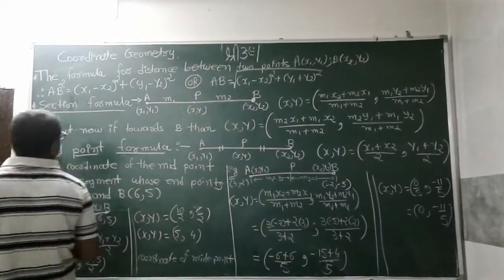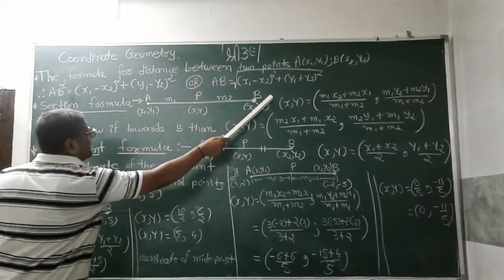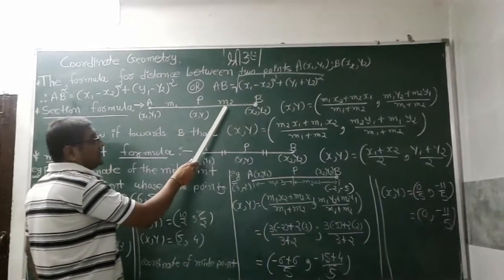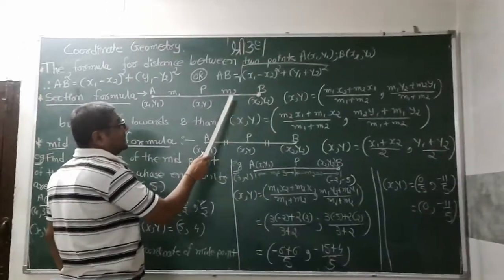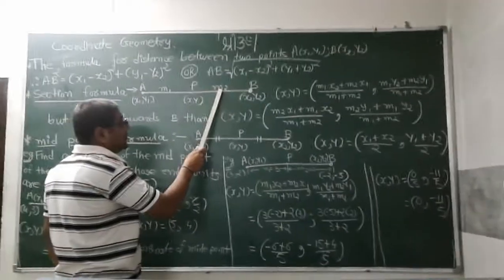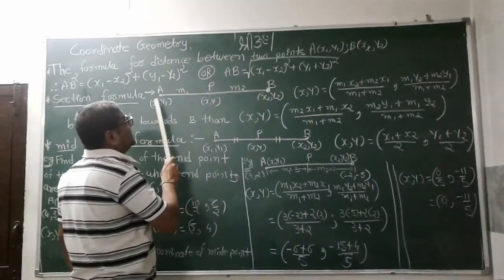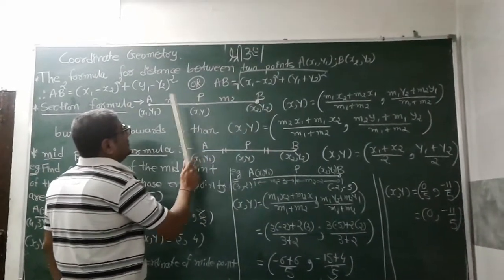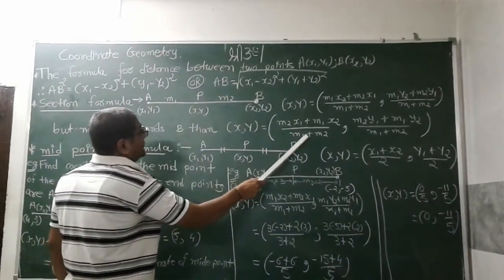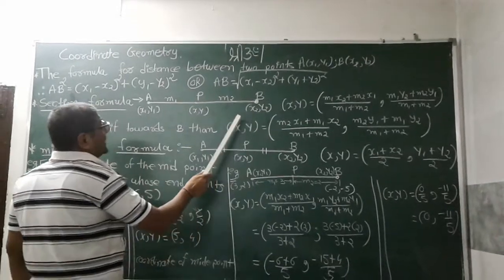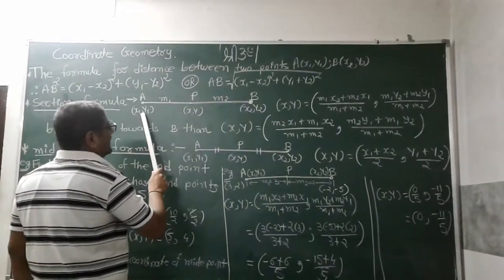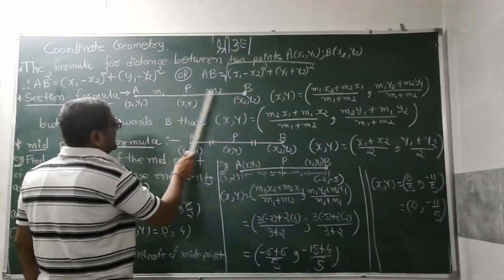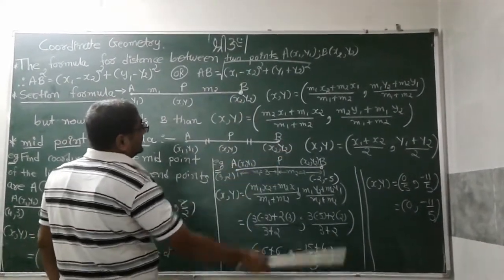Now, if it is mentioned that it is towards point B, means if it is from B, then we take the section this way. So (x, y) is equal to (m2 x1 plus m1 x2) whole upon (m1 plus m2). For the y coordinate, (m2 y1 plus m1 y2) whole upon (m1 plus m2).